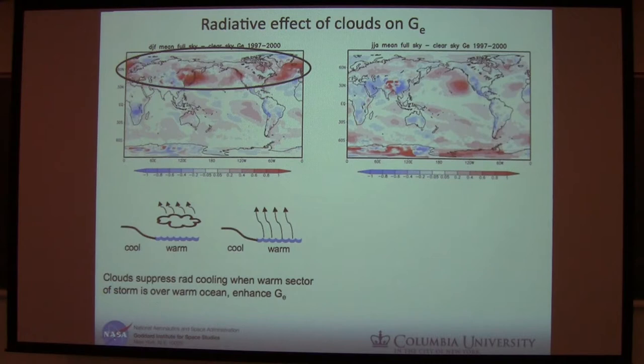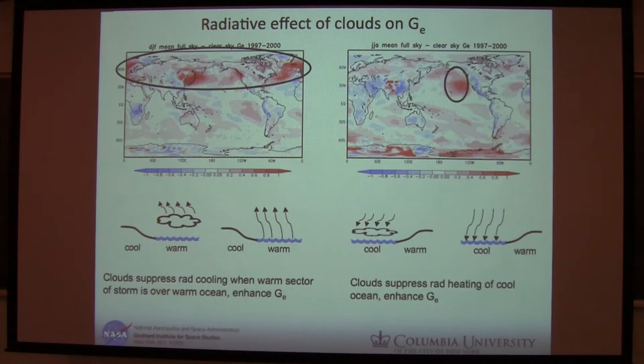So the biggest positive effect that we see during June, July, and August is in the northern hemisphere, in the subtropical eastern Pacific, where clouds, low clouds, marine stratocumulus clouds, suppress radiative heating of the cool ocean, enhancing the temperature gradient between the ocean and land, and enhancing GE.